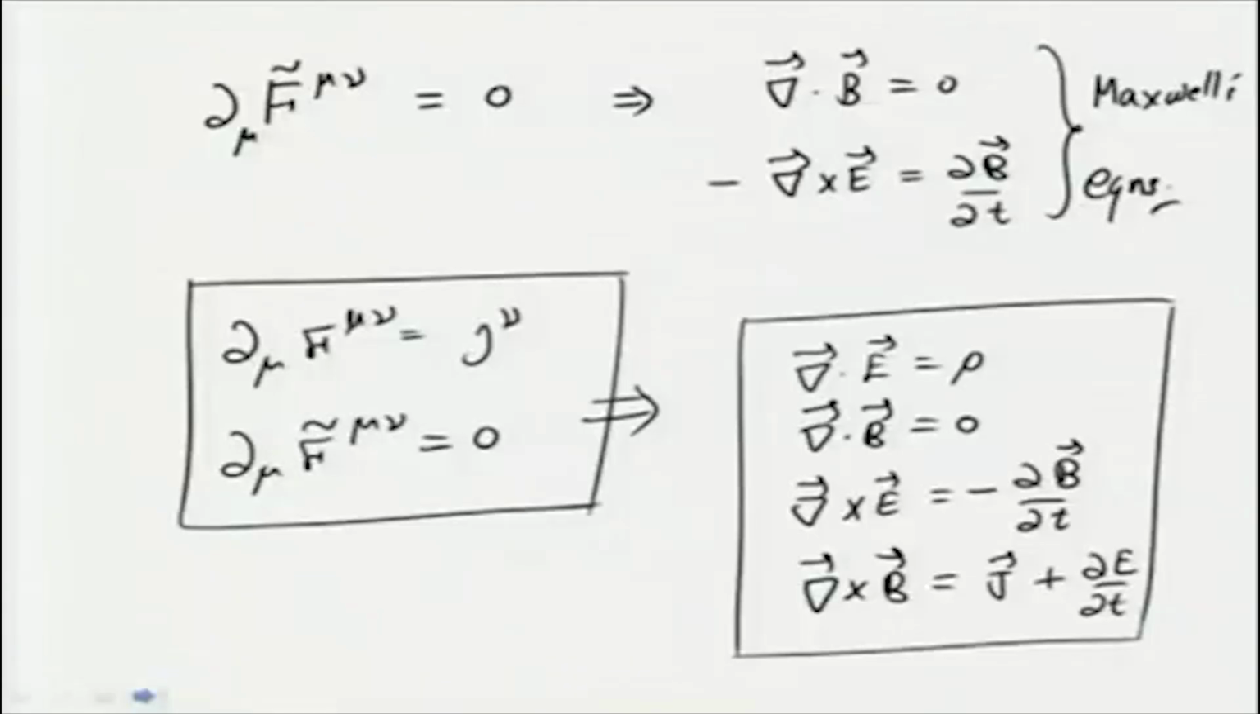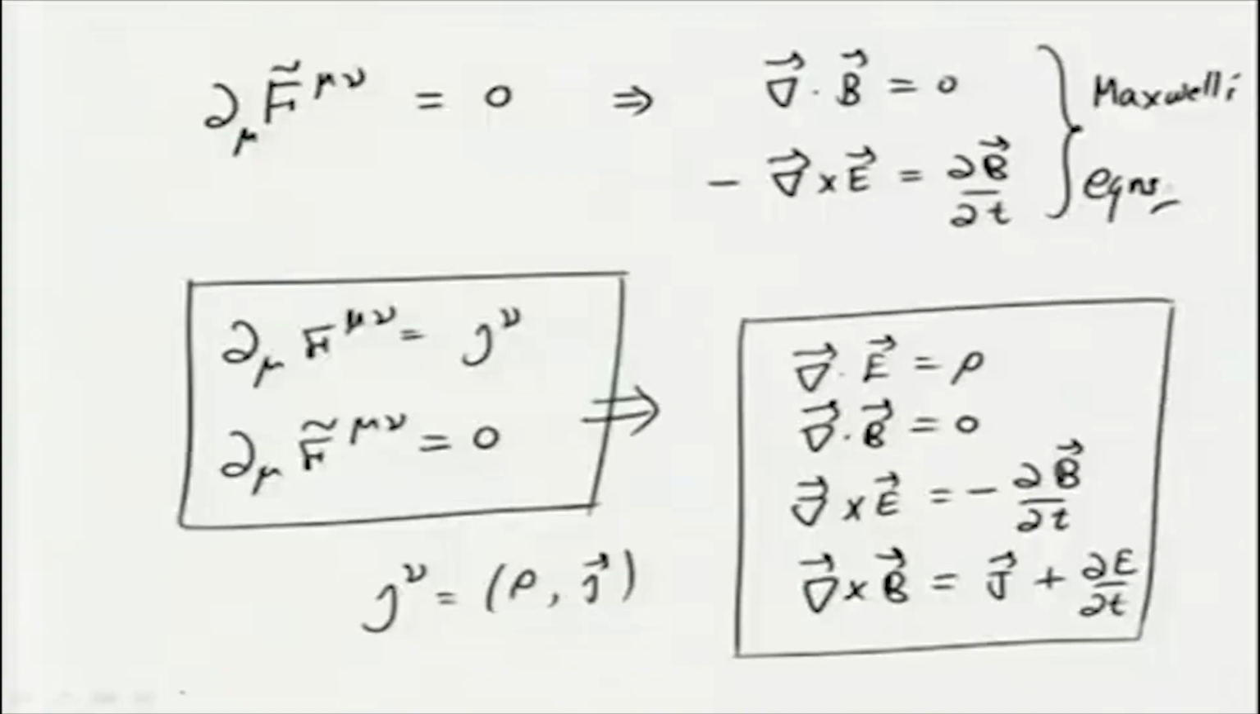So, this is what we have, and going on, just one thing to notice here, J nu is a 4 vector with first component, or 0th component, equal to rho, the charge density, and 1, 2, 3 components equal to the current density. Alright. So, let us come to expressing the field now in terms of the potential.